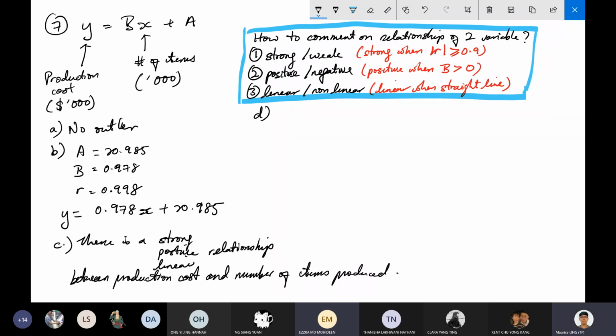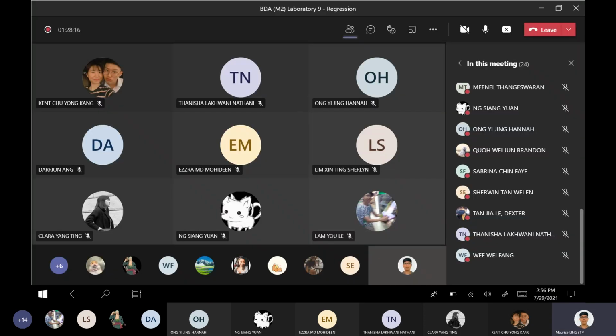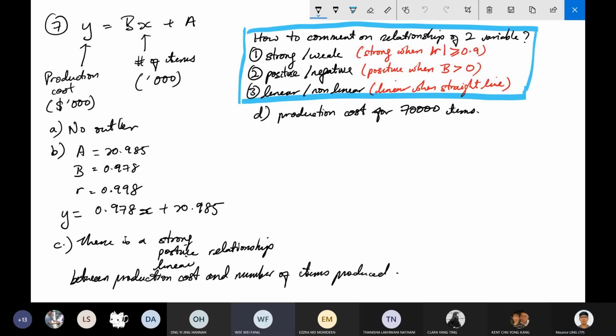So what you are trying to find out is what is the production cost for 70,000 items. Okay, so who has the answer? Wei Fang? Is it 89.445K? Alright, yes. So production cost is $89,445.